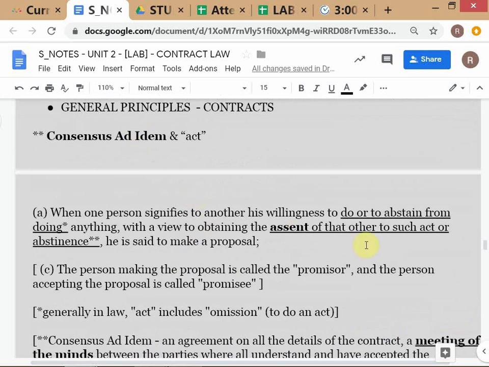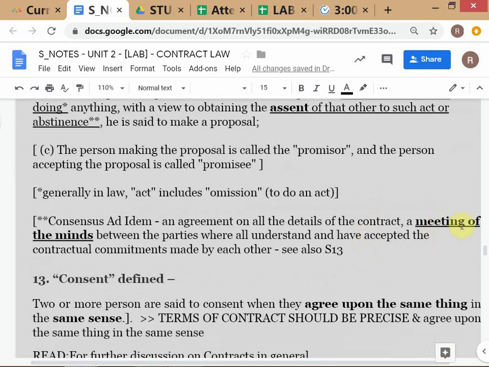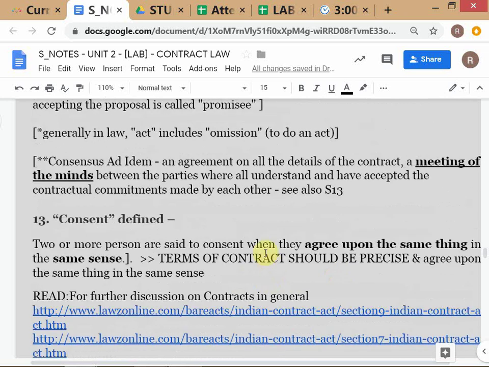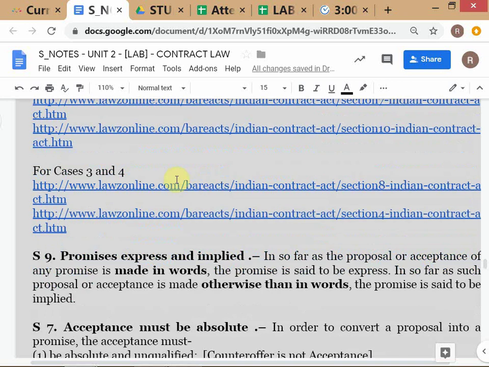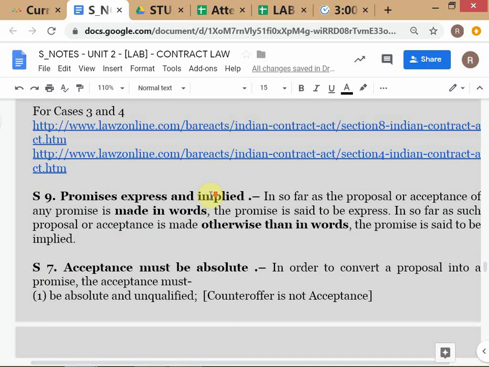This is called meeting of the minds, right? This is what is written here. So the Latin term is consensus ad idem, which is just the meeting of the minds. We both agree to the same thing in the same sense, right? That's what consent is. Now we'll just go through some of the particular sections where we have talked about this.